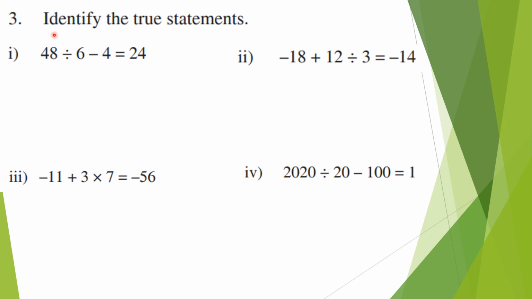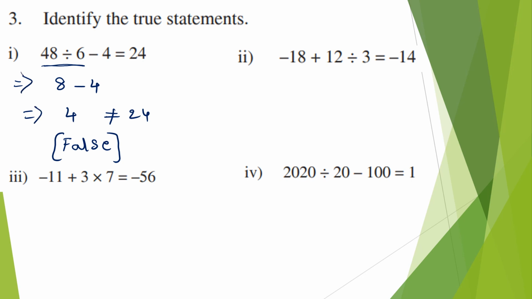Question number 3, identify the true statements. Let us see here, they have given some statements. Which is a true statement and which is a false statement? Let us identify that. Okay, let us see the first one, they have given 48 divided by 6 minus 4. How much is it? First divide, that is 48 divided by 6, that is 8 minus 4. So that is equal to 4 only. That is not equal to 24, right? So it is a false statement. Understand? So look at that.